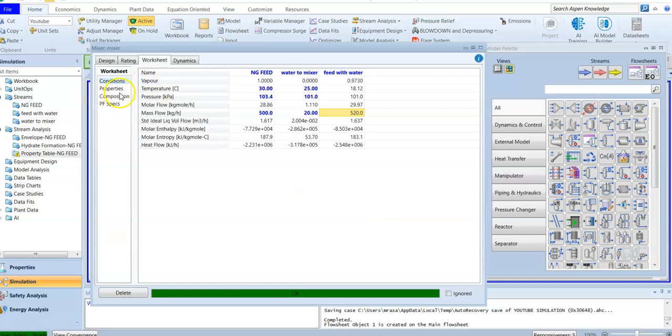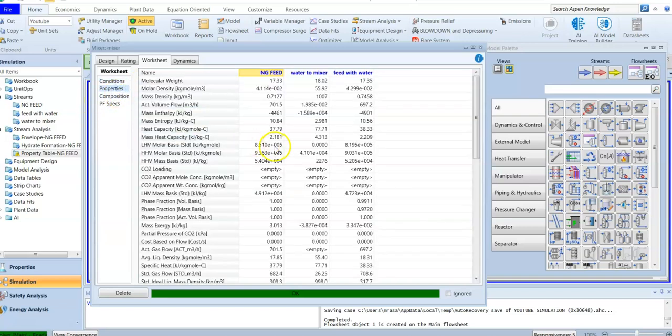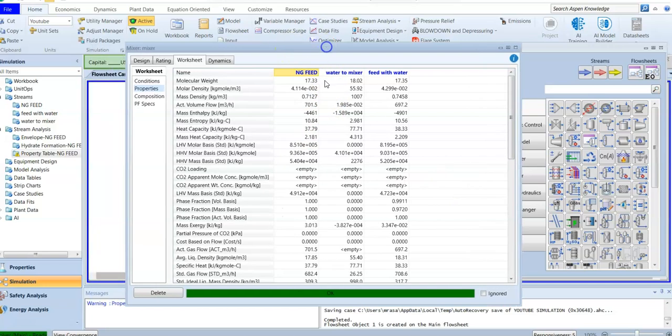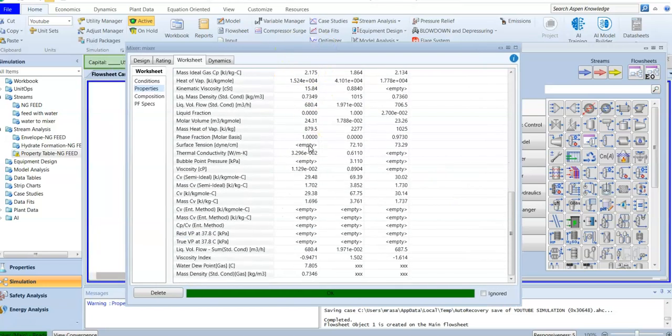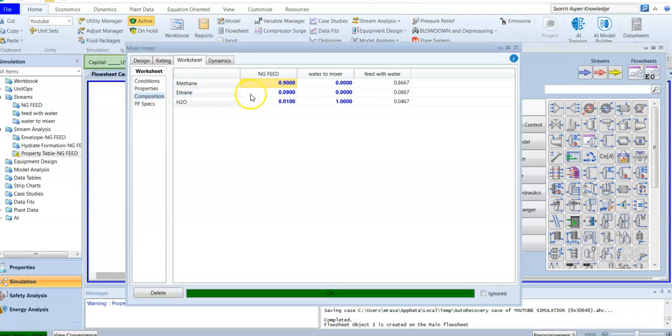For the properties, it will be the same way. The properties are printed for the feed and also for the products. You can check any properties that you want to know about, like the viscosity. It will be printed over here. For the composition, it's simple. We have a water stream, but if it's more complicated, it will be much better to go to the composition over here. You can change the composition. You can maybe remove water or add more water.